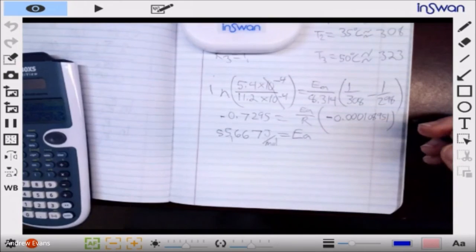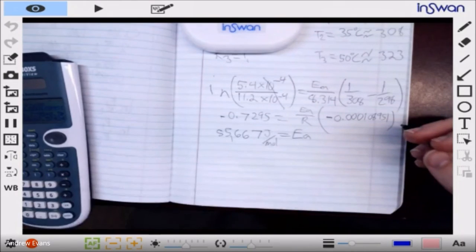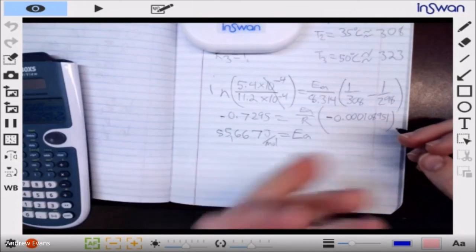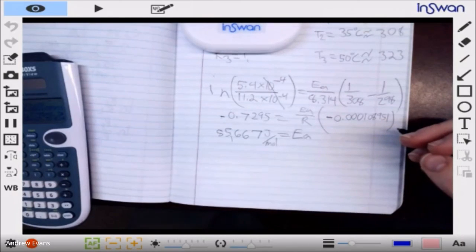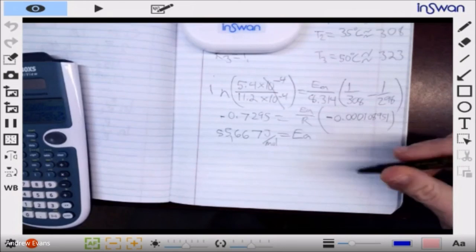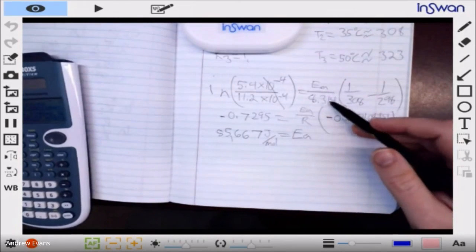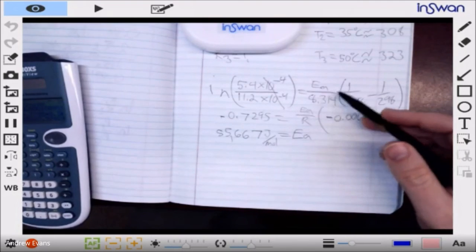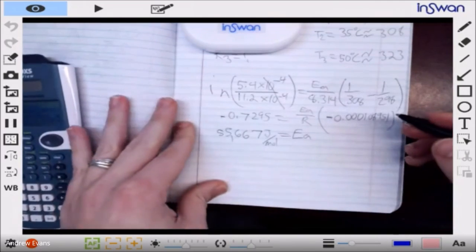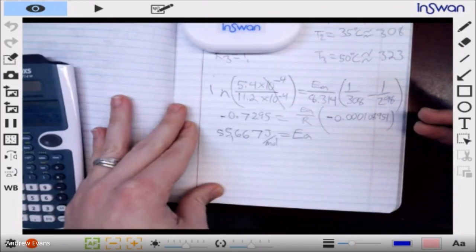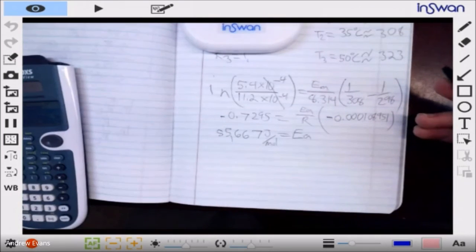But we've got to remember, activation energy is typically given in kilojoules. So dividing this by 1,000 means this is going to be 55 kilojoules, and that's a reasonable number. However, I'm leaving it in joules because we need joules and joules to cancel out. So using this in the next equation means you need to leave it in joules.